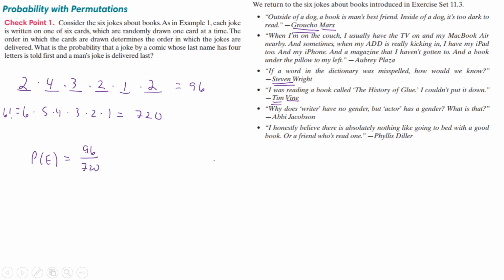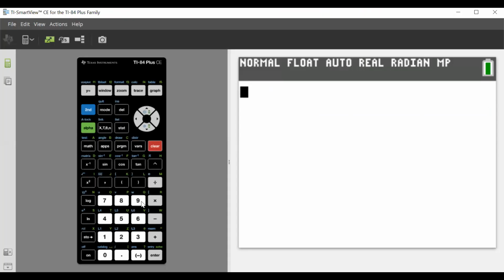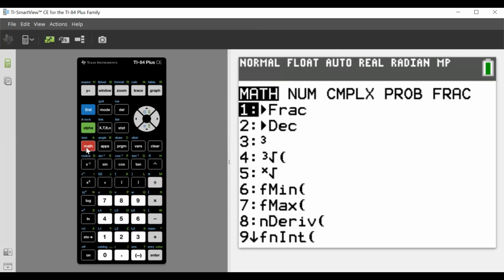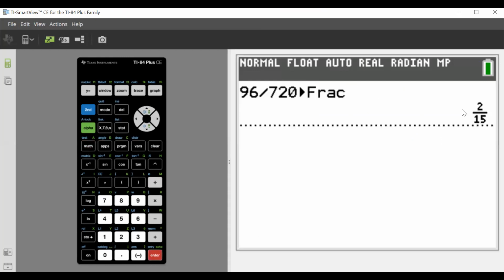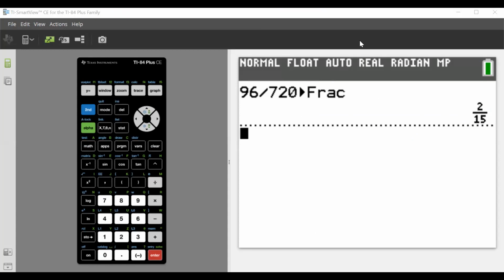720. Now, let's look at our calculator and see if we can do something. So the nice thing about our calculators, if you have one of these, you can take 96 and divide that by 720. Then if you hit math and say we want it back as a fraction, then it'll reduce it for us and we get 2/15 for our answer.